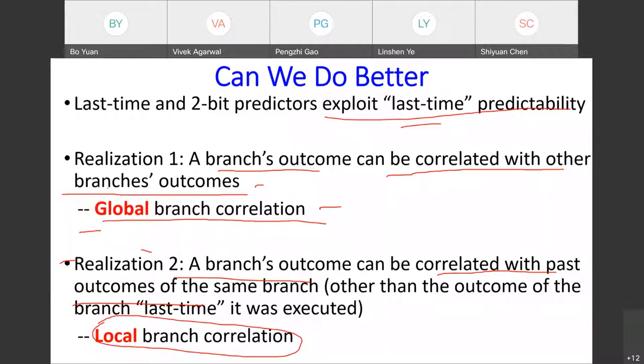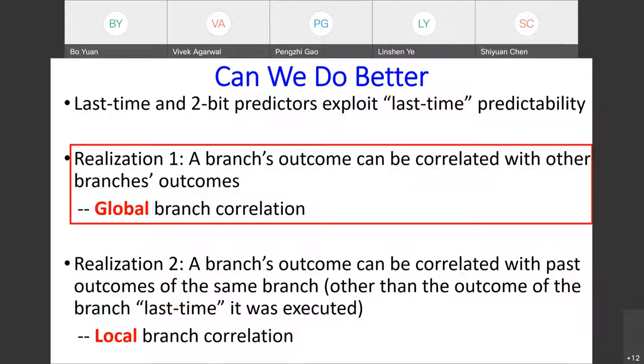So the first opportunity is more spatial related, while the second one is more temporal related. But that doesn't mean that the first opportunity is only spatial related. As compared to the second, it's more spatial related. Okay, so now let's consider the first one, the global branch correlation. Let's first take a look at some example.